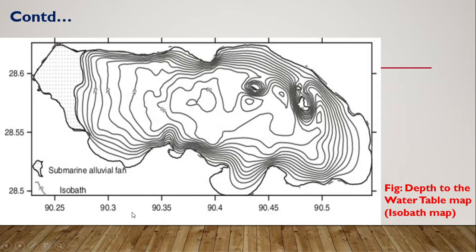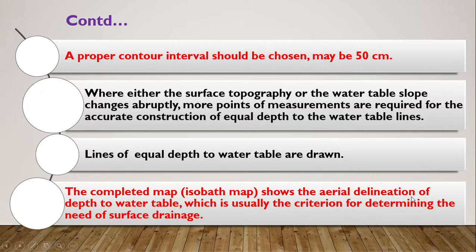Here also you can see that, just like contours, the depth to the water table will be drawn by joining points. A proper contour interval should be chosen. Normally a 50 centimeter contour interval is chosen. Where either the surface topography or the water table slope changes abruptly, more points of measurement are required for accurate construction of the equal depth to water table line. If more points are needed, we have to interpolate or extrapolate the available points, since so many points may not be available from a single contour map or water table map.